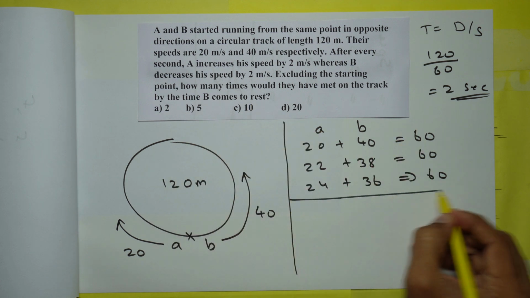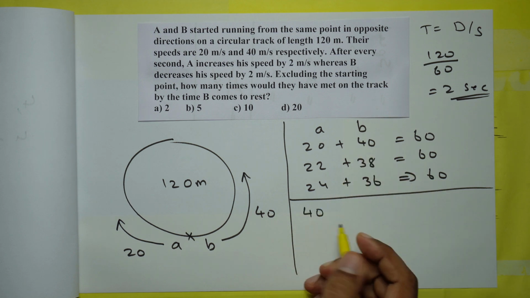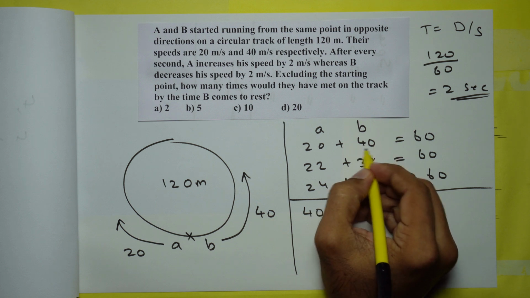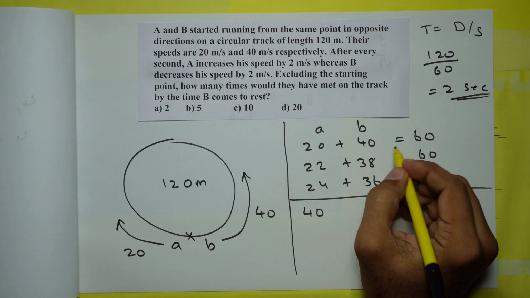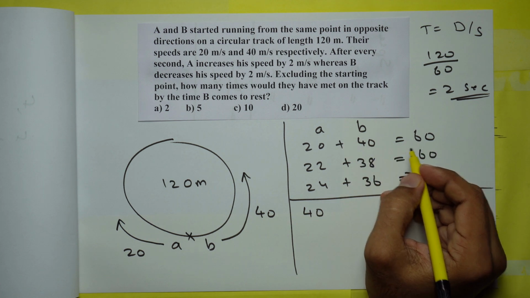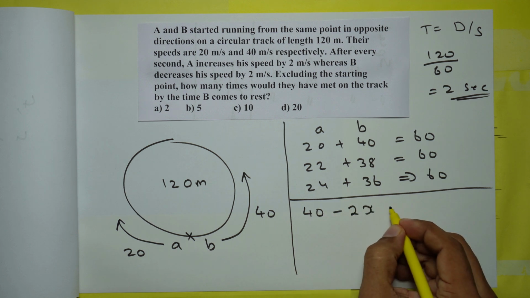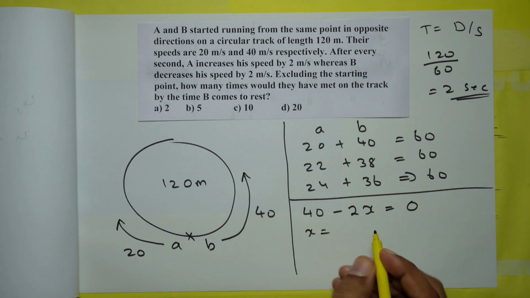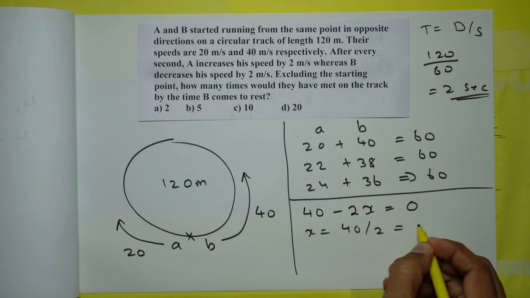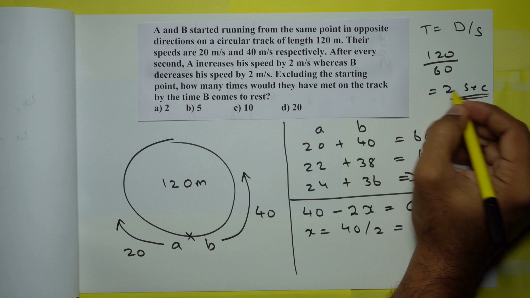So we'll find out the time required for B to come to rest. B's initial speed is 40. And at the end of every second, B will reduce his speed by 2 meters per second. So assume that the time required for B to come to rest is x seconds. So every second it will reduce by 2 meters per second, like that for x seconds. And finally the speed will become 0 when it comes to rest. So you will get x is equal to 40 by 2, that is equal to 20 seconds. So 20 seconds is the time required for B to come to rest, and every 2 seconds they will meet.